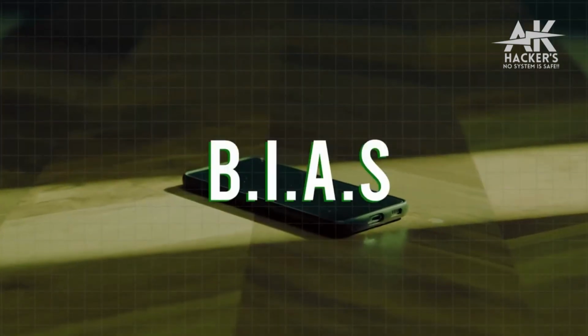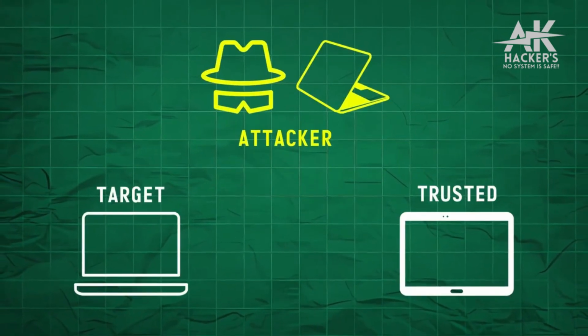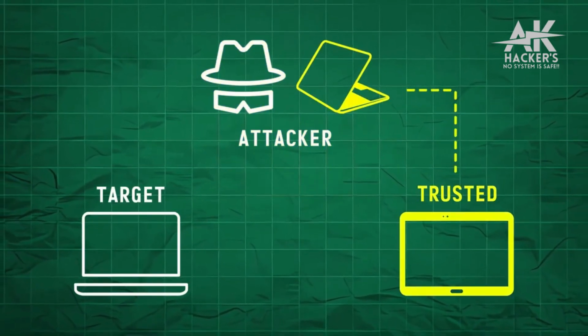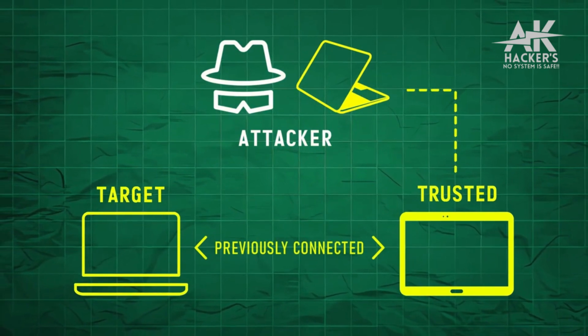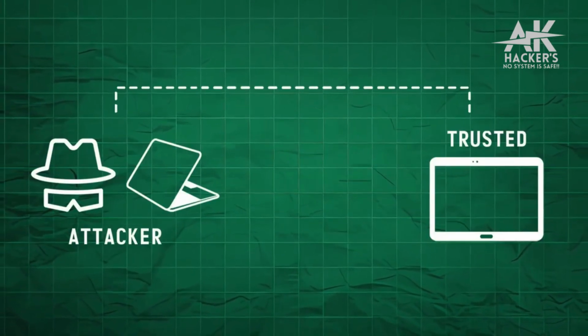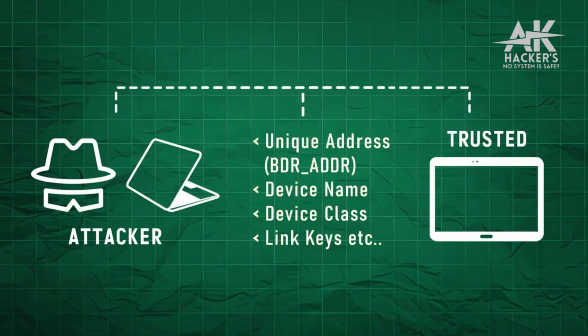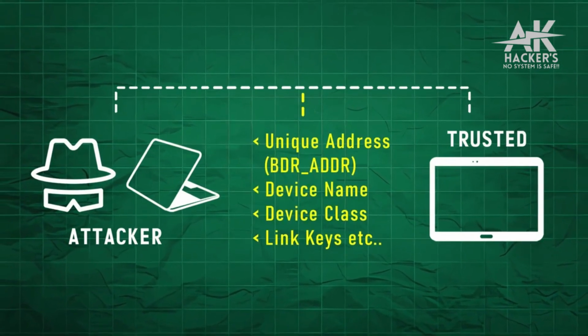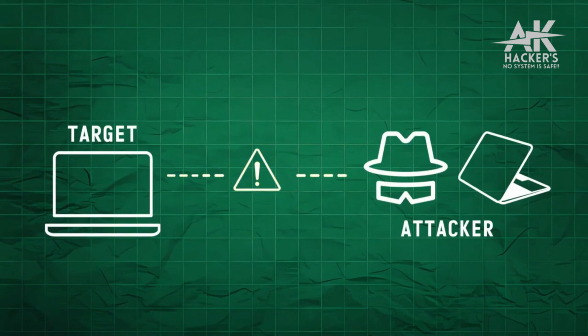Moving on, we have the BIAS or a Bluetooth impersonation attack. Judging by its name, in this type of attack, an attacker basically spoofs their device to mimic the one that the target device has previously connected to, and then poses as their trusted device, in order to establish a connection. Note that such an attack can only be executed if the attacker knows all the necessary information about the device they want to impersonate, and also whether they can bypass the security checks done by the target device or not.